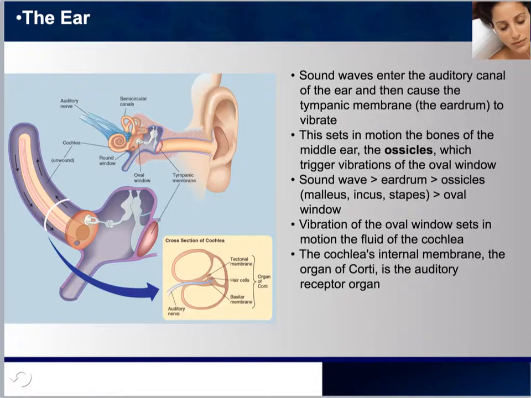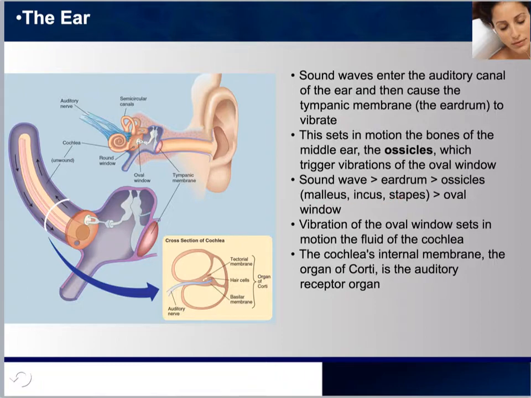in the middle ear. These trigger vibrations into the oval window. Now please note that the ossicles that we have in here are what we call the malleus, the incus, and the stapes with this one here. Here you can see the spelling of these names.